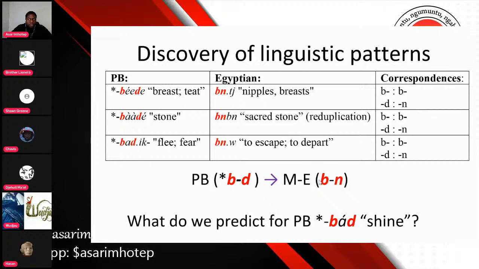So we want to make predictions, and this is the reason why we look for the patterns that we're looking for, because the patterns allow us to make a prediction. And so given what we're seeing here, I asked the question at the bottom: what do we predict for Proto-Bantu bod, meaning to shine? So notice that that word bod is not in our original correspondence set. So we're asking the question, because it has this form and it has this meaning, if we were to expect a corresponding word in the ancient Egyptian language, what form would we expect based upon the patterns that we see here in the ancient Egyptian? So someone other than Chavez. BN.